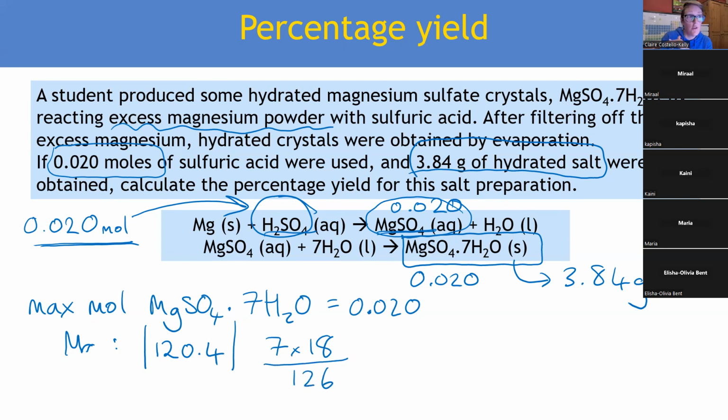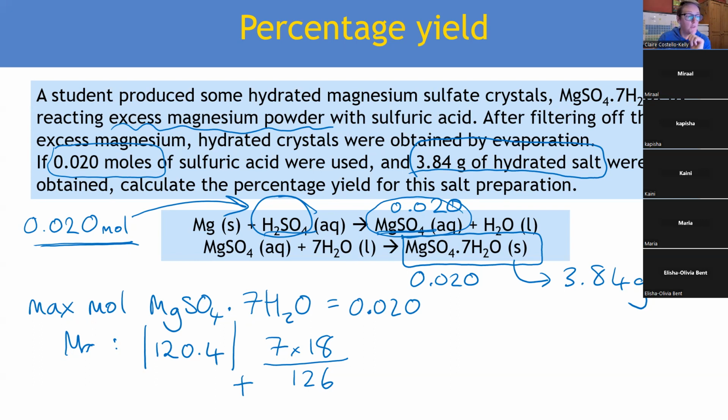126. Dot, as far as you're concerned, because no one's ever going to ask you what that dot means in terms of the bonding, means plus. Don't ever times them, then you're going to get the most ridiculous MR you've ever seen. Add them together, it's just the mass of the MgSO4 plus the mass of 7 molecules of water.